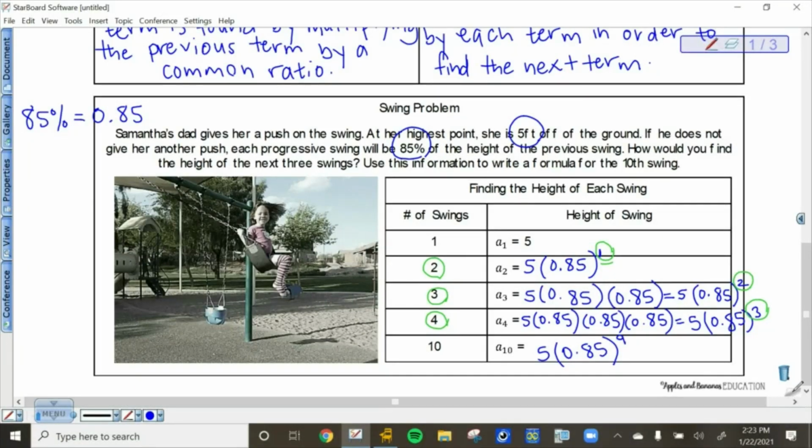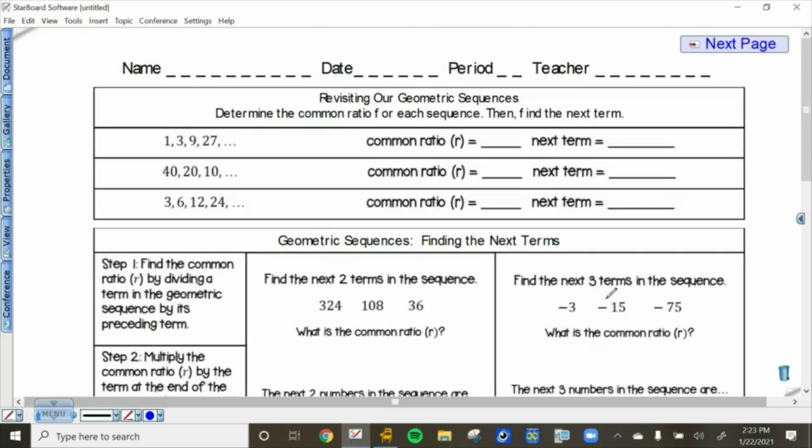Let's go over to the back page. Okay, so we're looking at these 3 sequences again. We looked at those on the first page too, where the first one is 1, 3, 9, 27. So what was our common ratio? What did we multiply each number by to get to the next? Yeah, that one's 3. We multiplied it by 3. So our common ratio is 3.